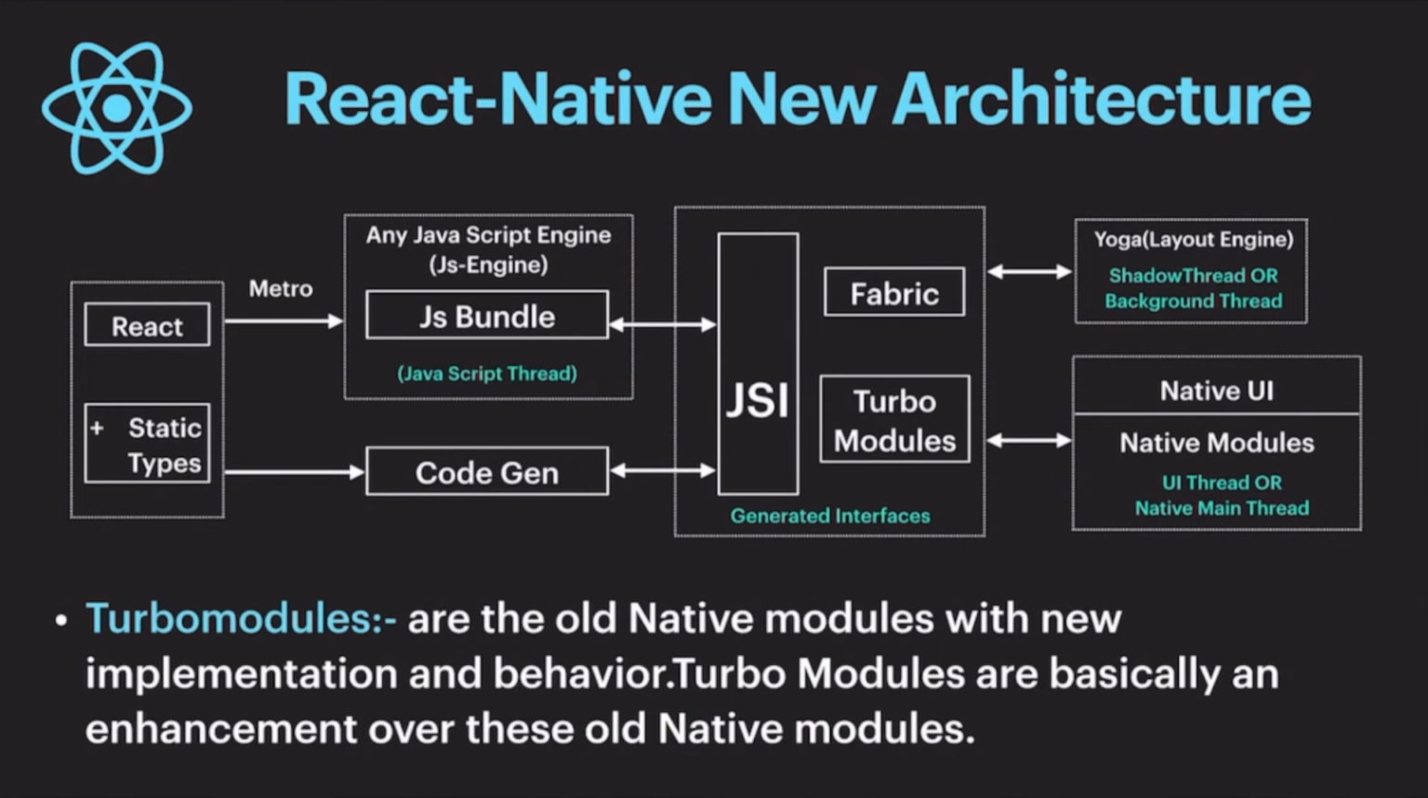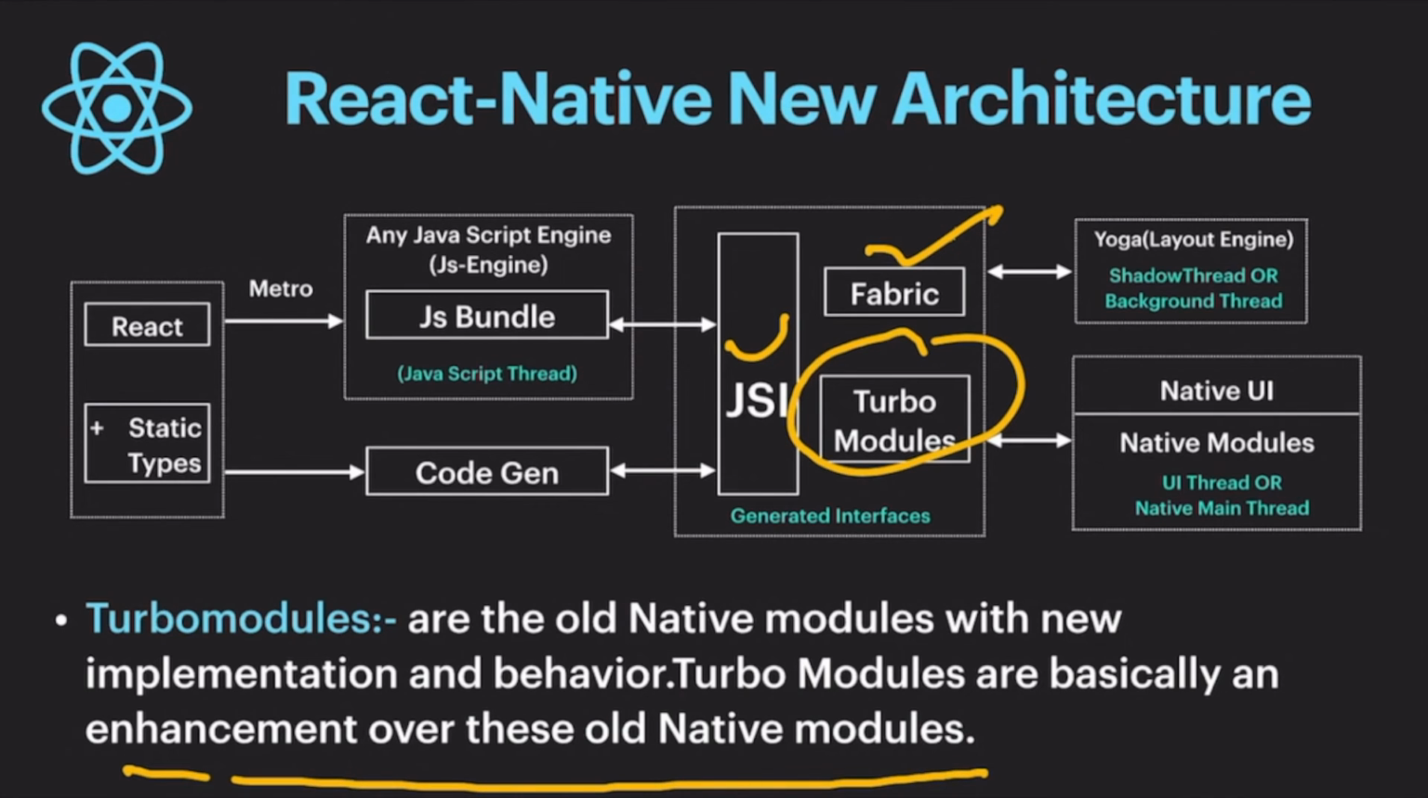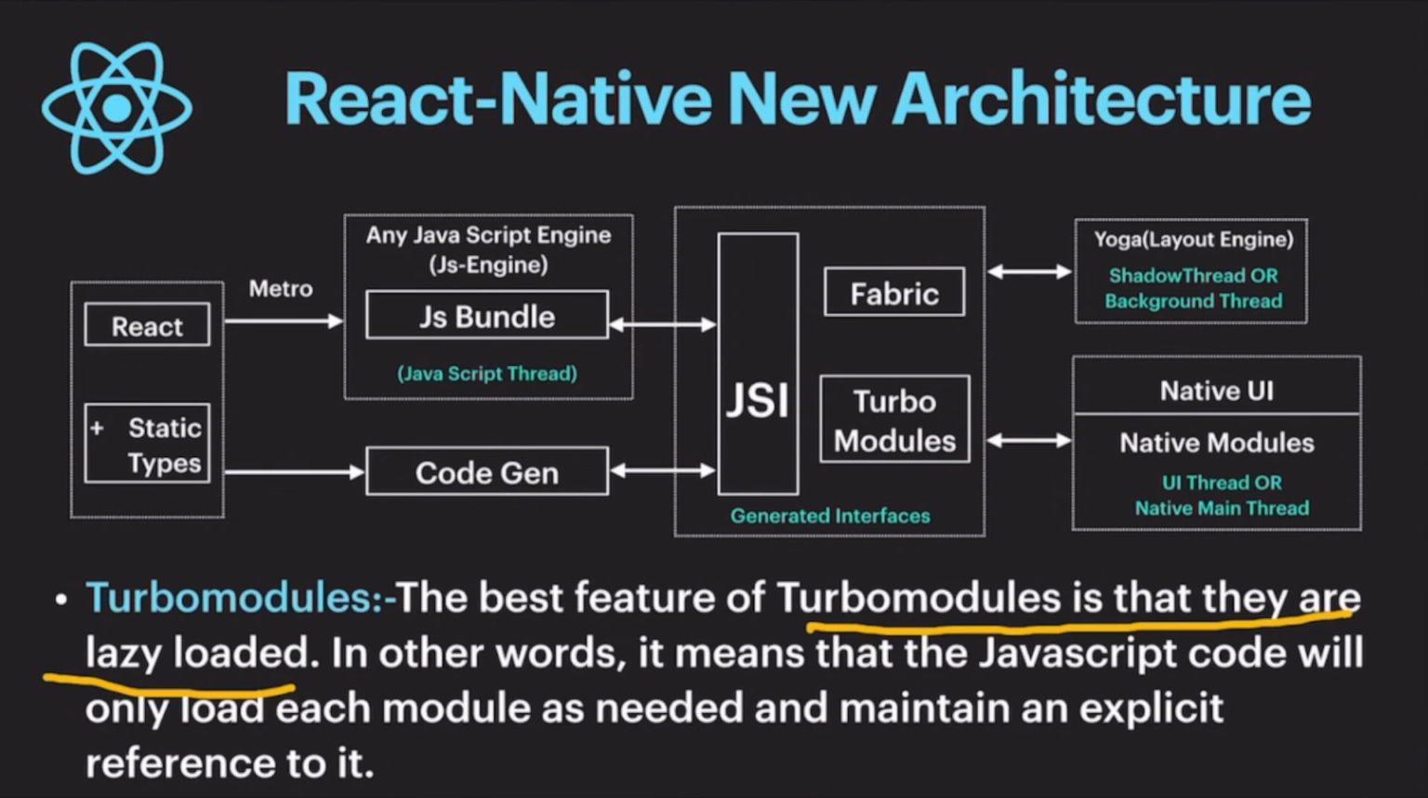Next is TurboModule. We have discussed JSI and Fabric, so now it is TurboModule. TurboModules are the old native modules with a new implementation and behavior, basically an enhancement over the old native modules. The best feature of TurboModules is that they are lazy loaded. In other words, JavaScript code will only load each module as needed and maintain an explicit reference to it.